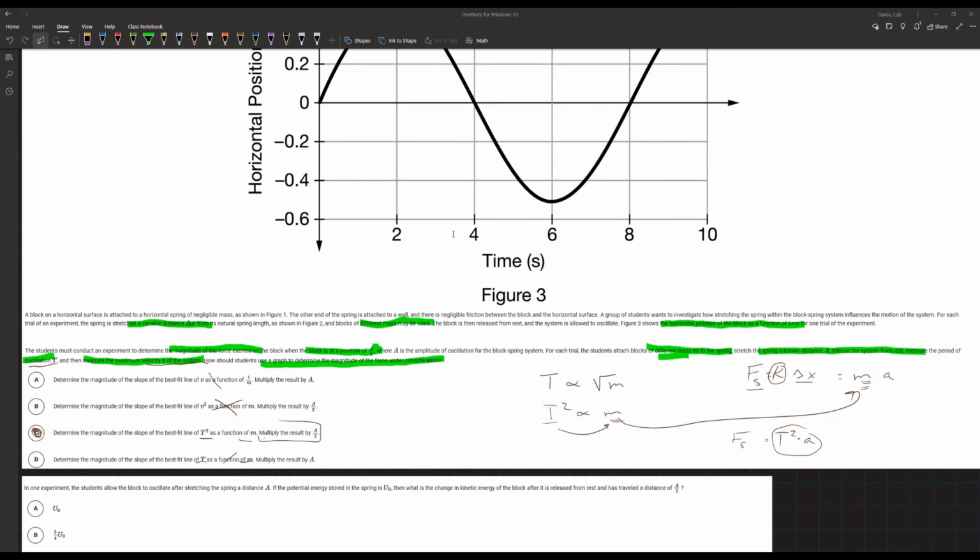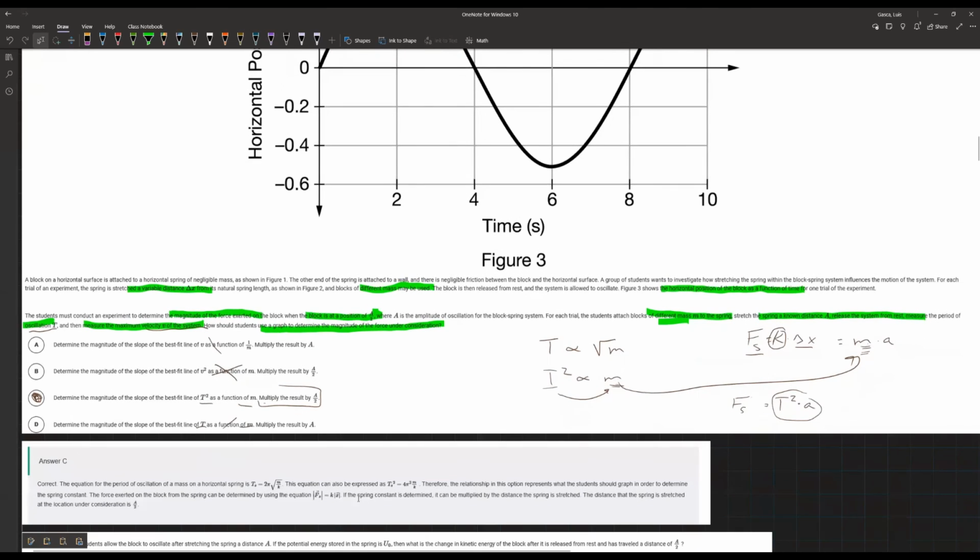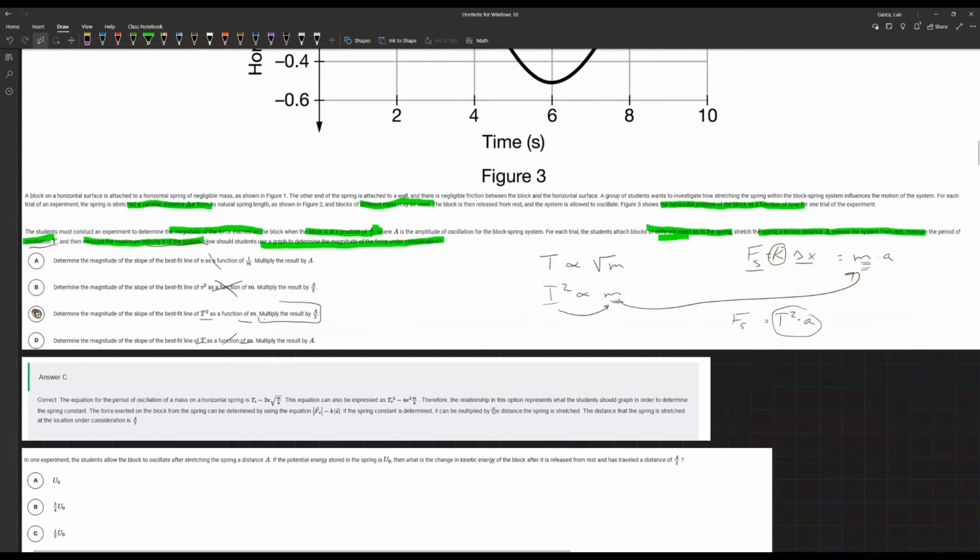So I don't think I did a very good job of explaining that one. But let's go ahead and see here what the idea is. But it's basically what I was saying. Let me go ahead and type it in here. Oh man, this one's taking a while. Okay. And so therefore, this relationship represents what the student should graph in order to determine the spring constant. The force exerted on the block from the spring can be determined by k times delta x. If the spring constant is determined, then it can be multiplied by the distance the spring is stretched.